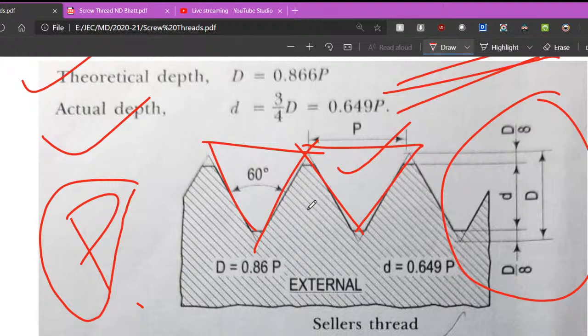Yes, you have asked me, sir, how to get P. I have discussed. P is the pitch diameter. Yes, sir, pitch and pitch diameter are different. Yes, pitch and pitch diameters are different things.